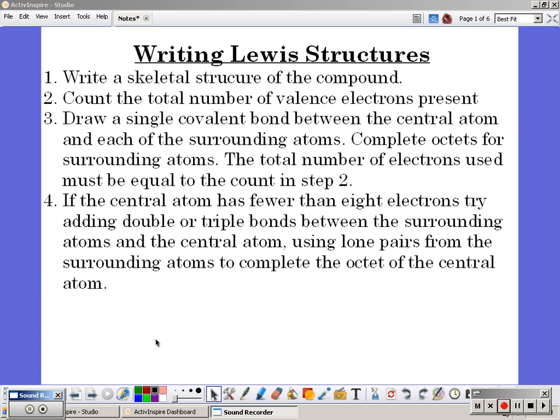The total number of electrons used must be equal to the total number of valence electrons that we found in step 2. If the central atom has fewer than 8 electrons, you need to try doing double or triple bonds between the surrounding atoms and the central atom. Using lone pairs from the surrounding atoms, you can complete the octet.